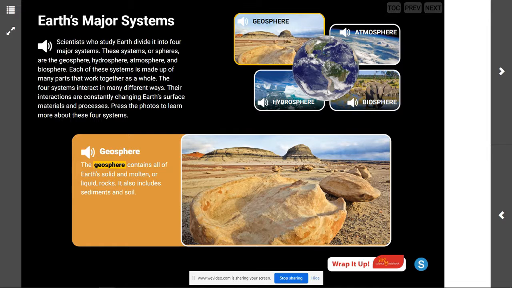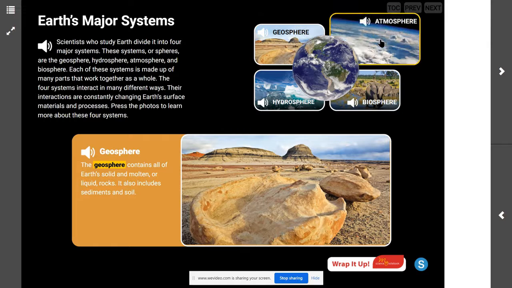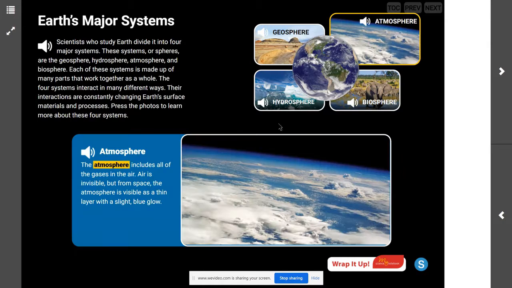So if we look at these photos, we obviously have the geosphere. The geosphere contains all of the Earth's solid and molten or liquid rocks. It also includes sediment and soil. So that's the geosphere. The atmosphere includes all of the gases in the air. Air is invisible, but from space, the atmosphere is visible as a thin layer with a slight blue glow.